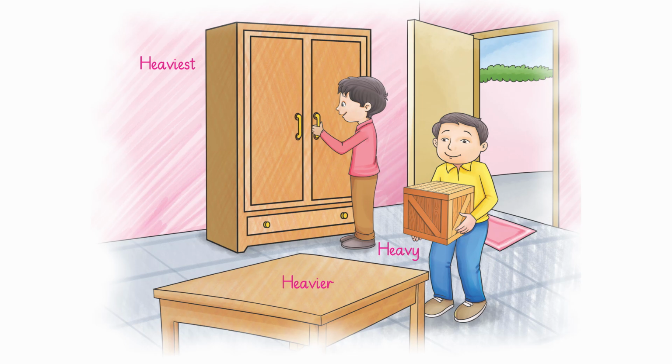Look at the picture. The cupboard is heaviest. The table is heavier than the box, and the box is heavy. Again, the cupboard is heaviest of all.